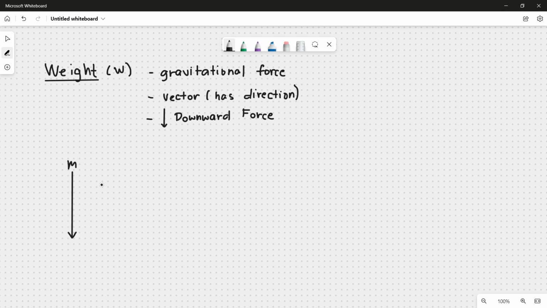Consider an object with mass m falling toward Earth. It experiences only the force of gravity, which is represented by W. Newton's second law states that net force is equal to mass times acceleration. Because the only force acting on the object is the gravitational force, we can also say net force is equal to W, or weight. We know that the acceleration of an object due to gravity is g, so we have a is equal to g. Substituting these two expressions into Newton's second law gives weight is equal to mass times gravity.